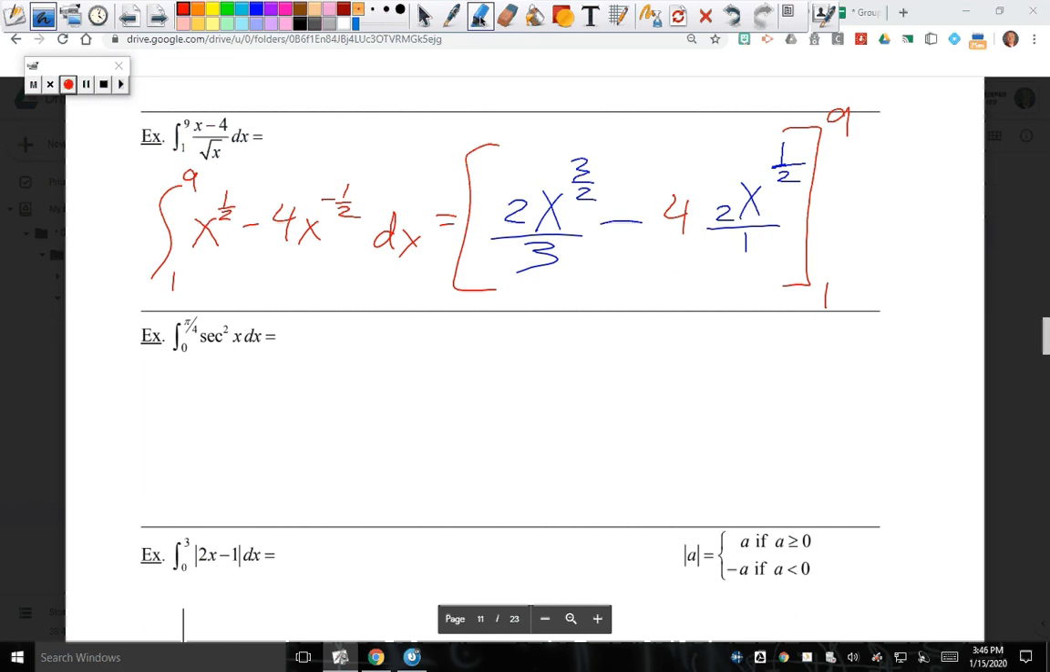Here we go, guys. I'm plugging in 9 where my variable is. What should I do to 9 first? Cube it or square root? Square root. Square root of 9 is 3. Cube that, 27. Divided by 3, 9. Times 2, 18. Plug in this 9: square root of 9 times 2 times 4. All of that is f of b, and we need to subtract f of a.